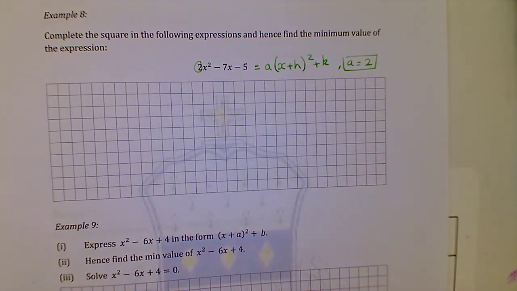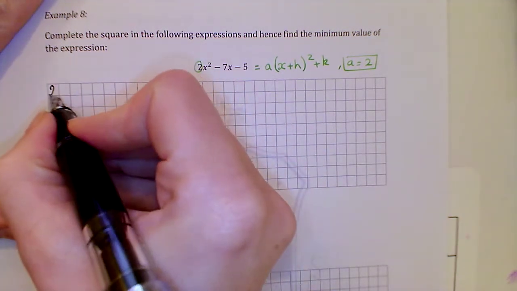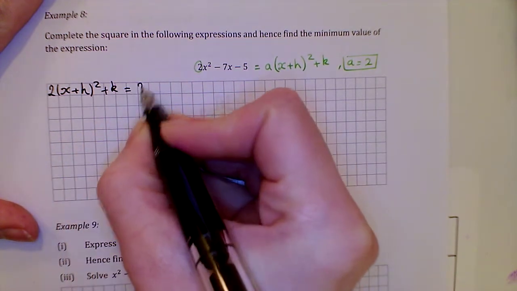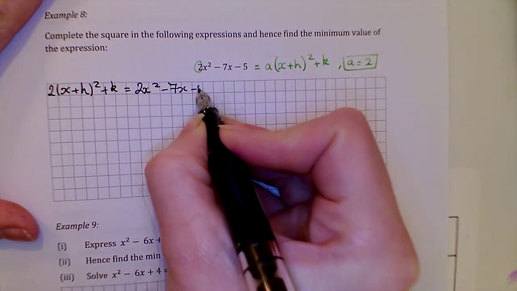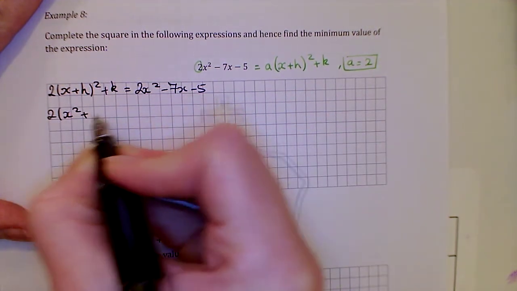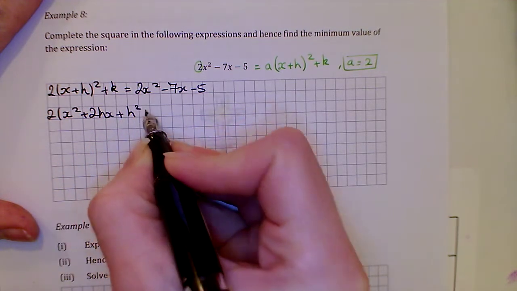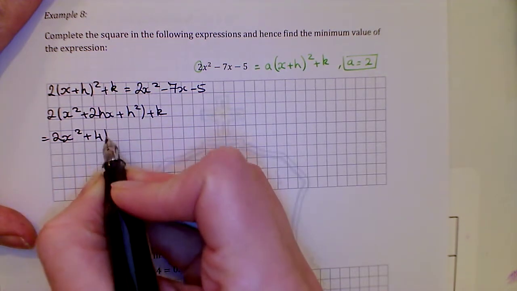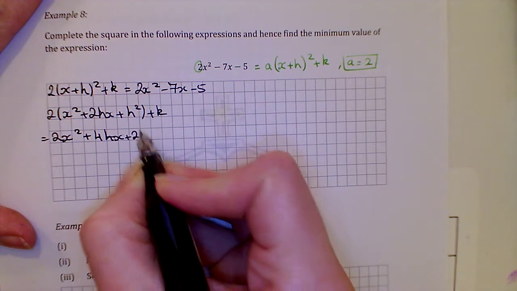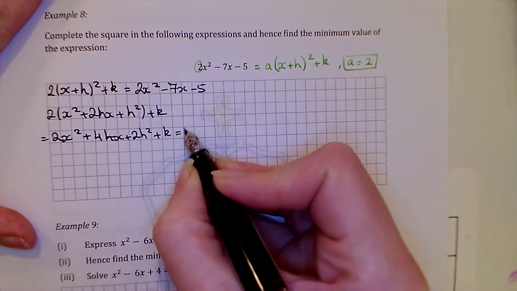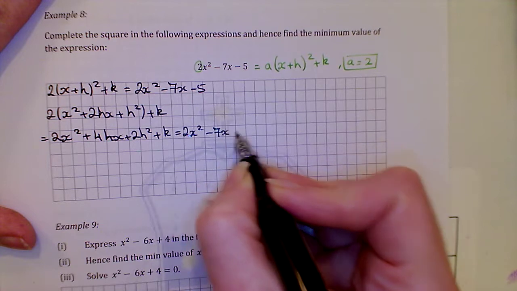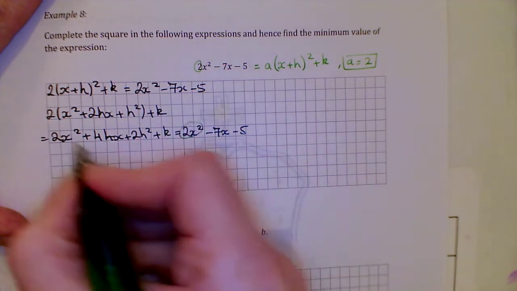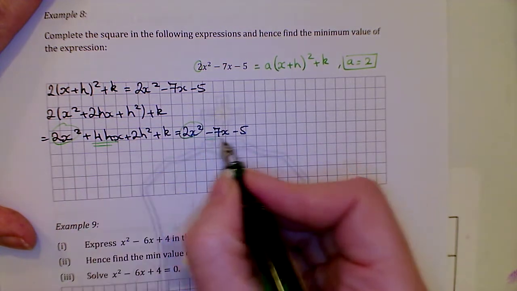So we write this down. We've got 2 by x plus h squared plus k equal to 2x squared minus 7x minus 5. We'll square out the brackets, x squared plus 2hx plus h squared plus k, and that gives us 2x squared plus 4hx plus 2h squared plus k equal to 2x squared minus 7x minus 5. Okay, so these are the same. If you do this several times, it's really good for your algebra.